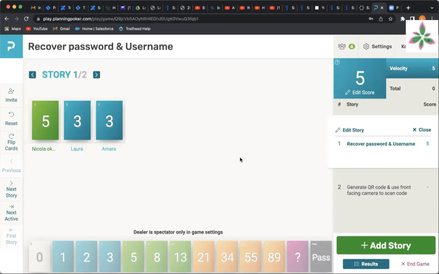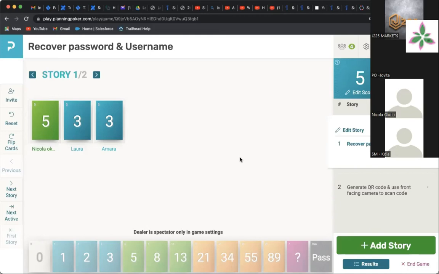Laura and Amara, would any of you like to tell us what you chose? Oh yeah, I chose 3 because I've worked on this a couple of times, and I have a workaround on this, and it won't require more than 3 points of effort to get this done. Yeah, I feel 3 points is good enough for this because it's not as complex as creating a password and username.